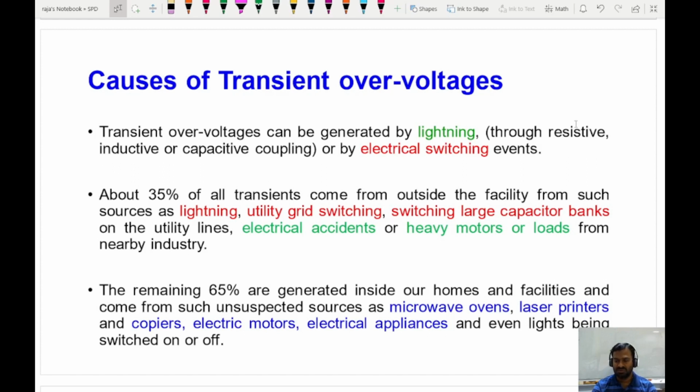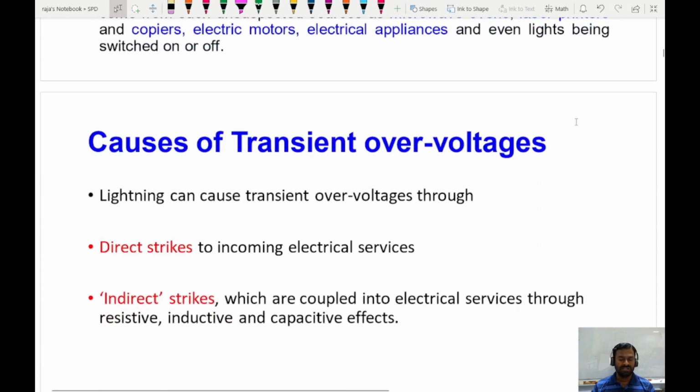Even when you switch on and switch off the light, because of the inductive nature, you can see the spark which is produced there. That is nothing but the high voltage between the contacts of the switch. So these are the causes of the transient overvoltages, and to put it in a very confined way, direct strikes from lightning or indirect strikes from lightning are the external causes of transient overvoltages. Let us understand what direct strikes and indirect strikes are in the upcoming slides.